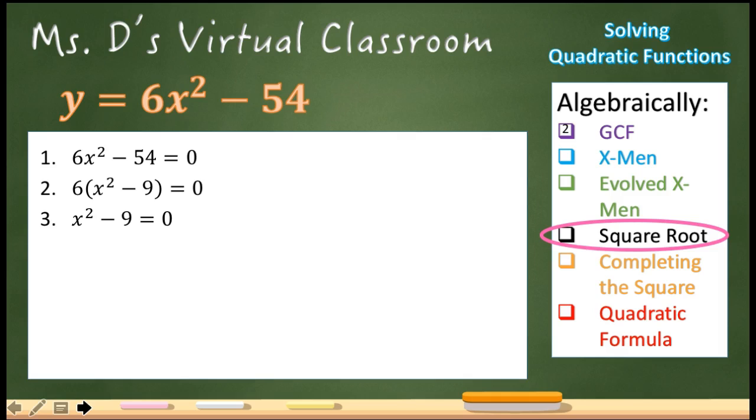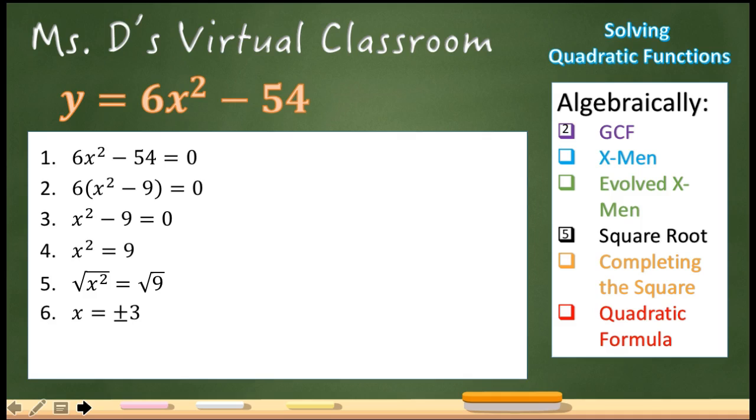To use the square root method, I'm going to add 9 to both sides. I get x squared is equal to 9. Then I'm going to take the square root of both sides. Remember, when you take the square root of a number, you should have two answers, a positive answer and a negative answer, which is why I have x is equal to plus or minus 3. So my solutions for this equation are x is equal to negative 3 and x is equal to positive 3.